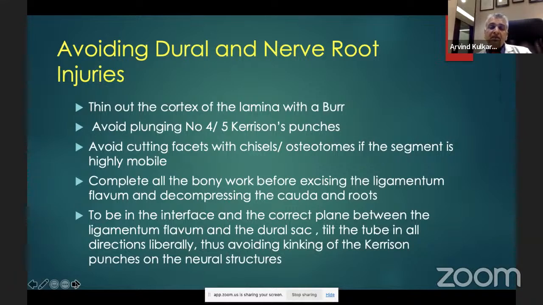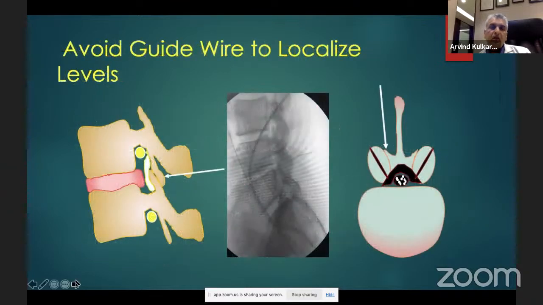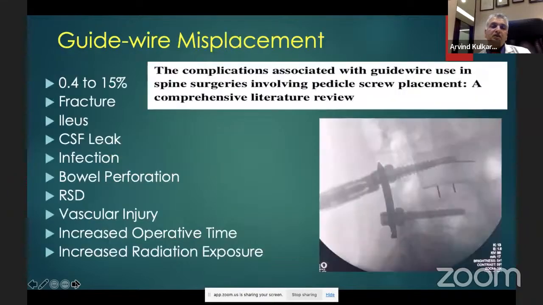This is one of the reasons when you're trying to kink the Kerrison within a limited view within the tube, you tend to cause these dural injuries. So let the Kerrison be in the same plane as your tube. And avoid guide wire when you're localizing levels, because if you use a guide wire, there is a chance of having a dural tear before you even started your surgery.